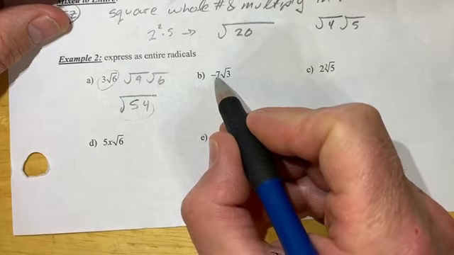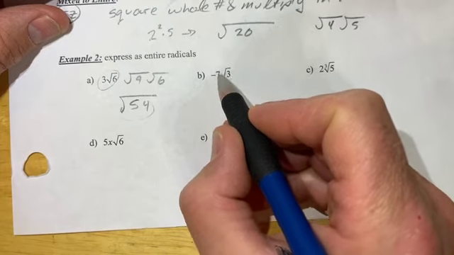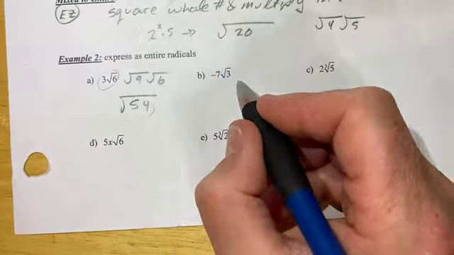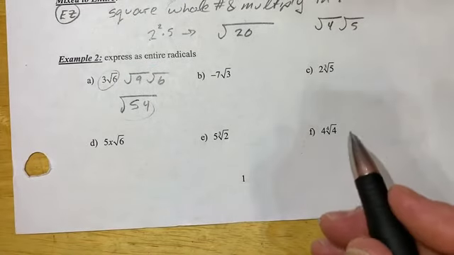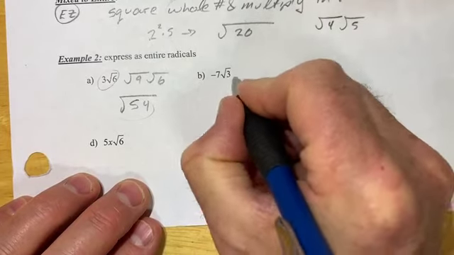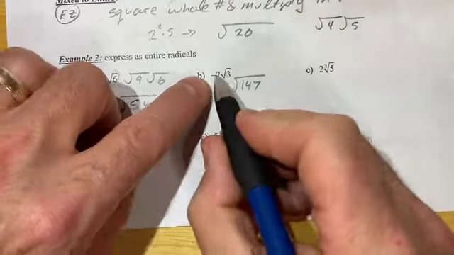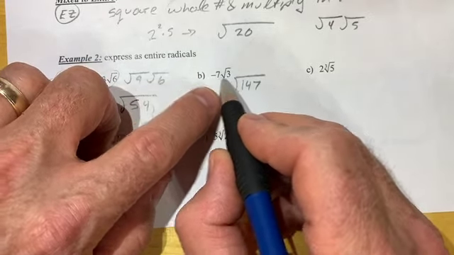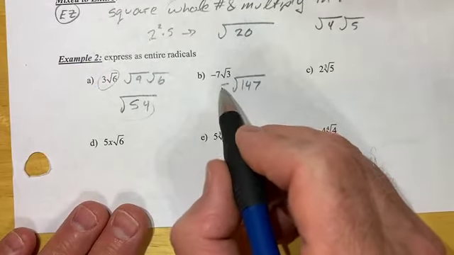Negative 7 squared is 49. I'm just going to square this 7, not the negative. 49 times 3. Okay, hang on. What's 49 times 3? 50 times 3 is 150, take away 3. So it's 147. Square root, negative. The negative has to stay out front because it's a negative number. This is what this means. If I square that and put it in, it becomes positive. I want it to be a negative number.